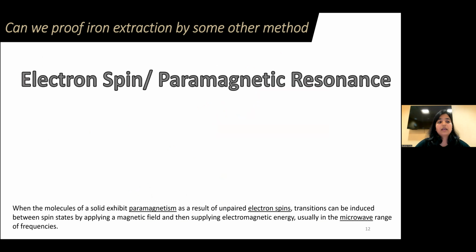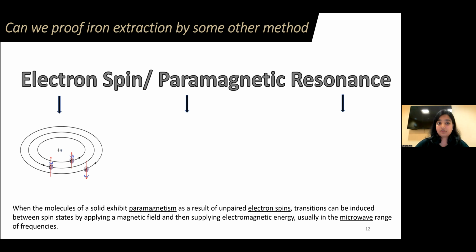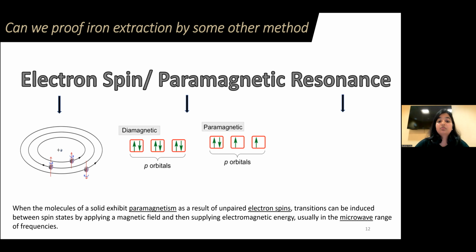So we took help of a technique called electron paramagnetic resonance. To perform this particular technique, you need, first of all, an electron, and that electron needs to be paramagnetic.